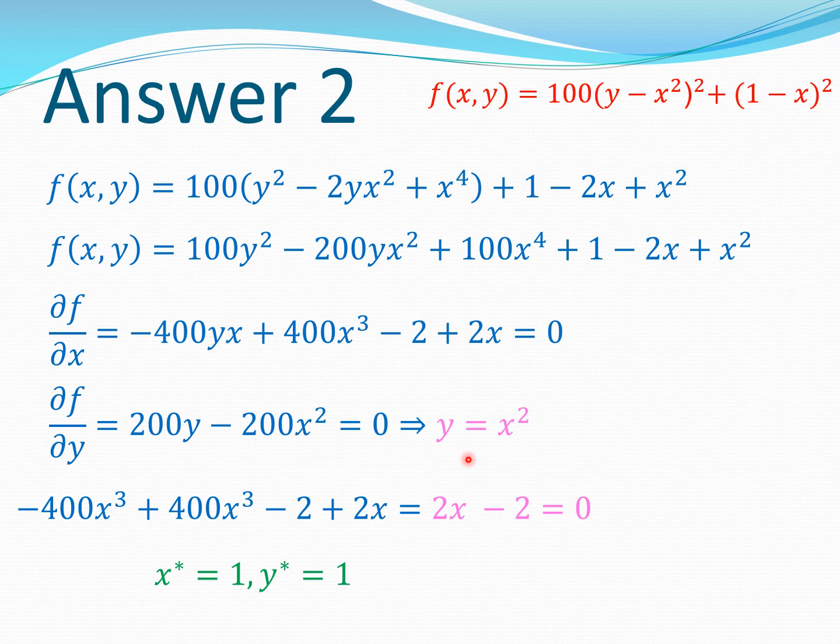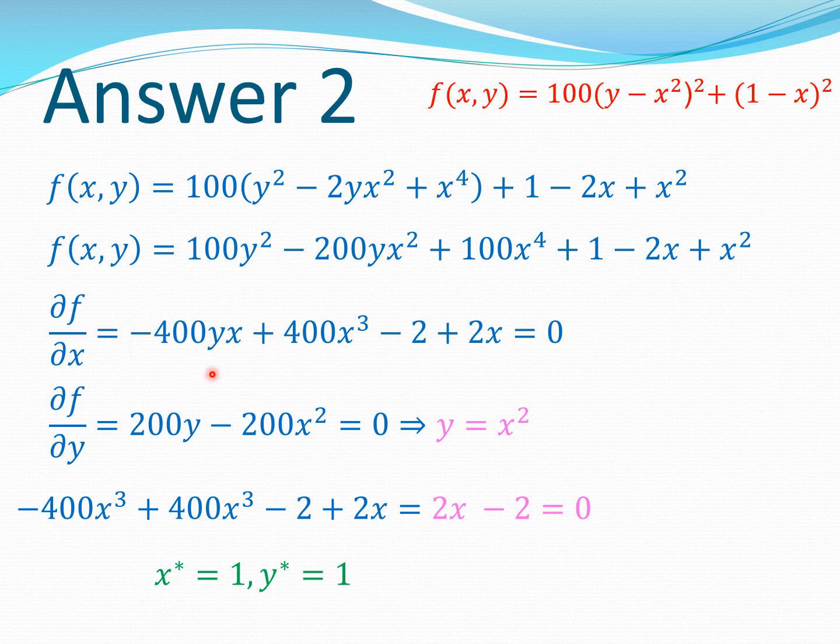So we get this equation here, and it immediately simplifies to y is equal to x square, which I have put in pink here. Now we can take this equation, go back to the previous equation where df by dx was set to 0, and try to expand this out here. I get this equation by substituting y is x square in this equation.